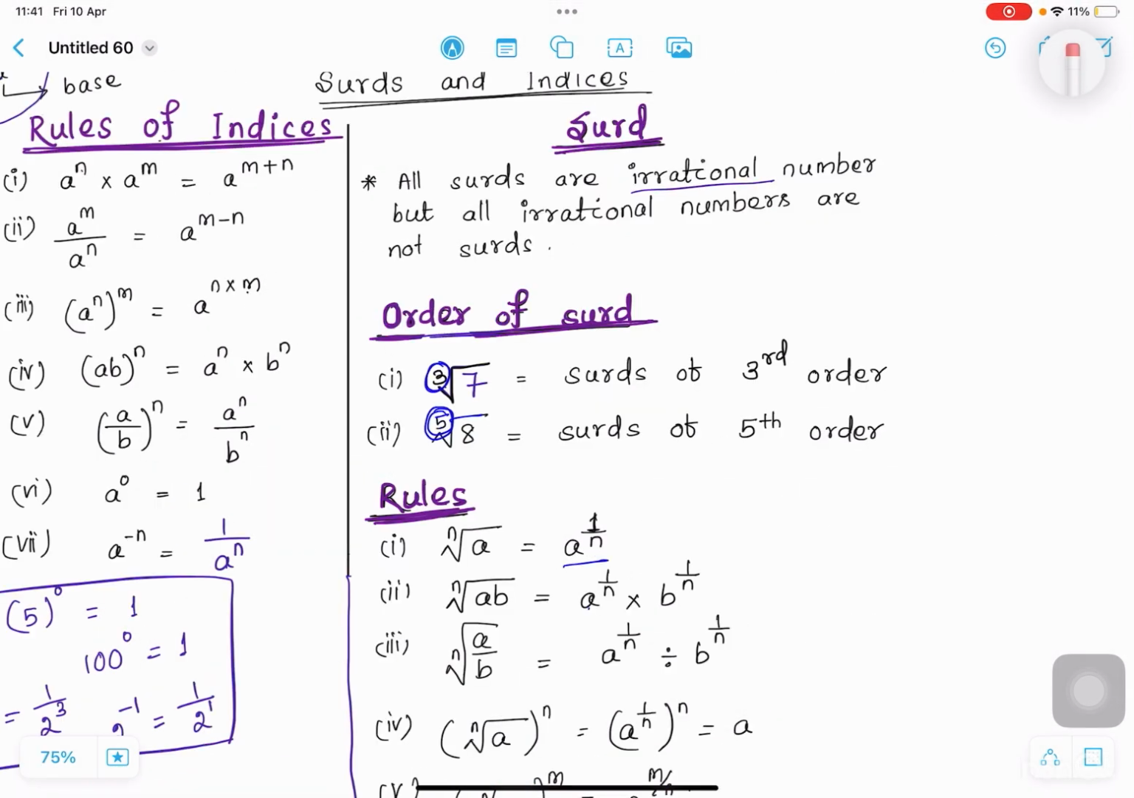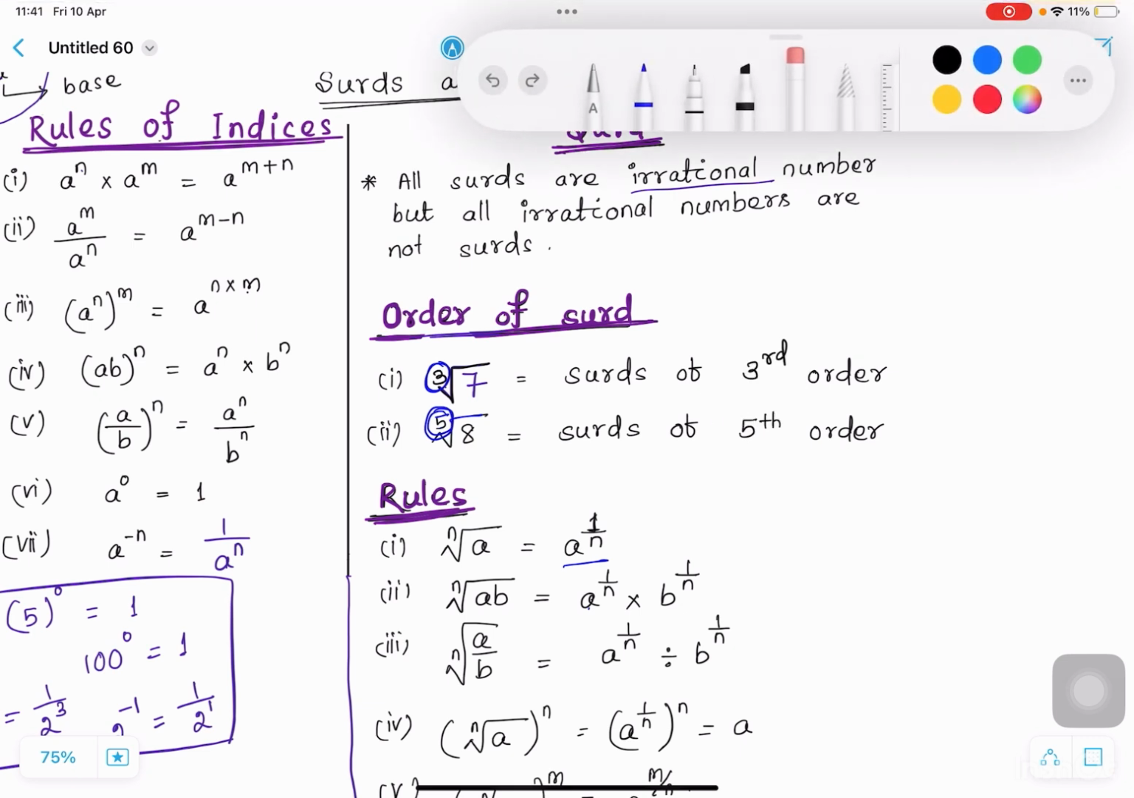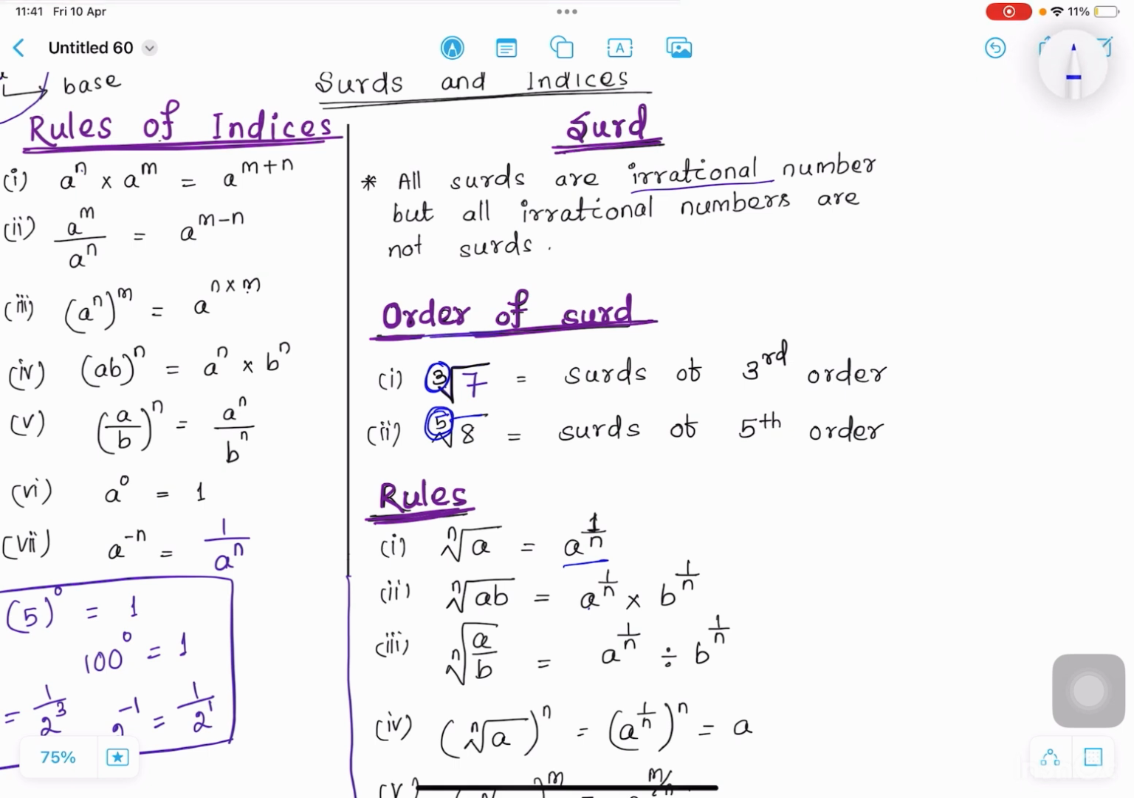All surds are irrational numbers, but all irrational numbers are not surds. So, order of surds: see 7 root 3. Here, cube root 3 is there, so it is of third order. Then here the fifth root of 8. So 8 is the base, and root 5 means it is fifth order.